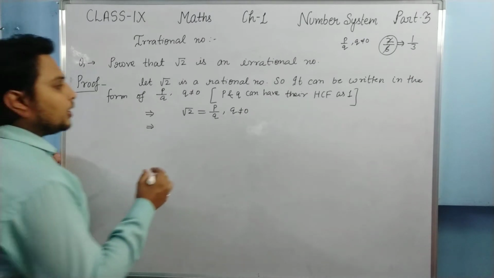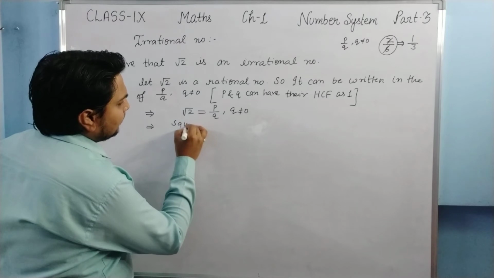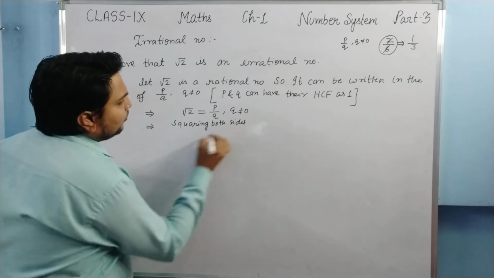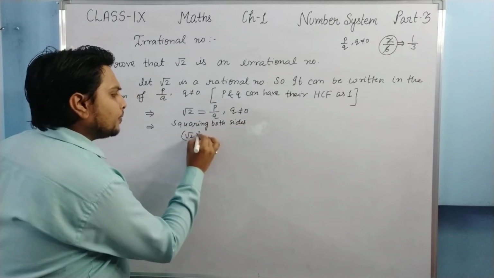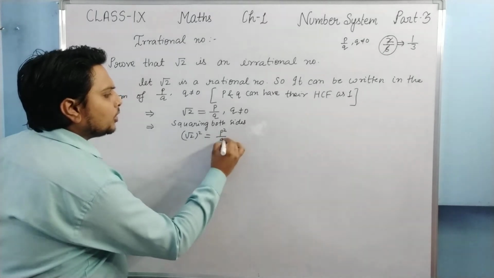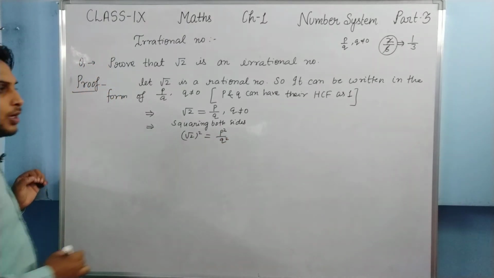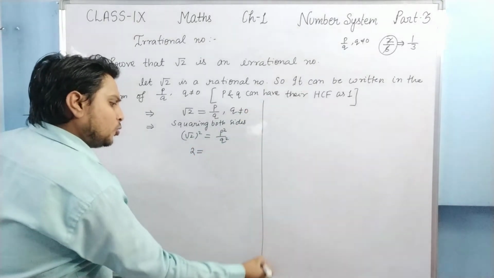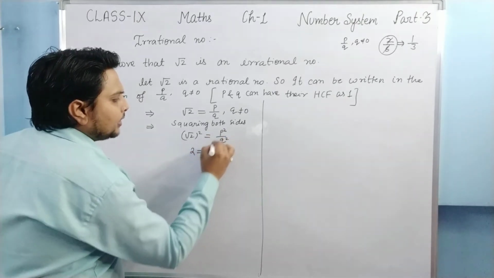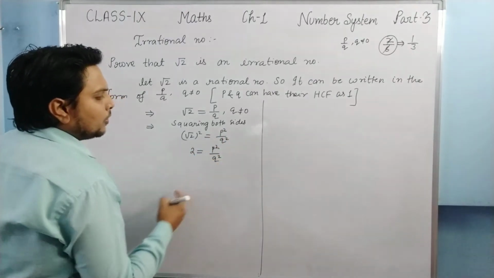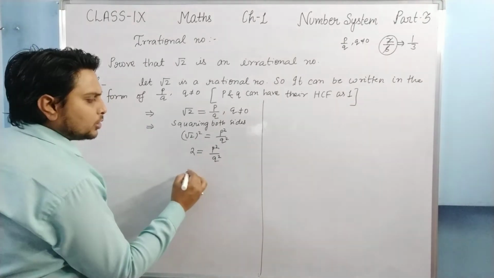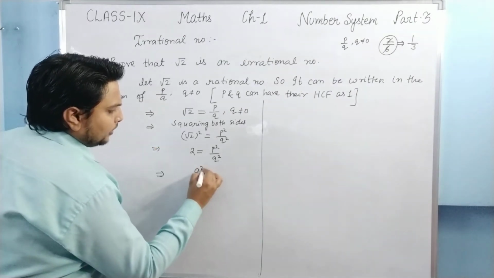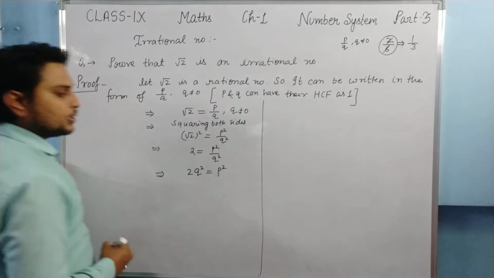So now what we can do, just square both sides. Squaring both sides, what will we get? We will get under root 2 square is equal to P square upon Q square, like this. Now you can see that under root 2 square will be what? It is 2. Under root 2 square is 2, and here it is P square upon Q square. After that students, we can shift this Q square to the left hand side. So what will we get? We will get 2Q square is equal to P square, like this.